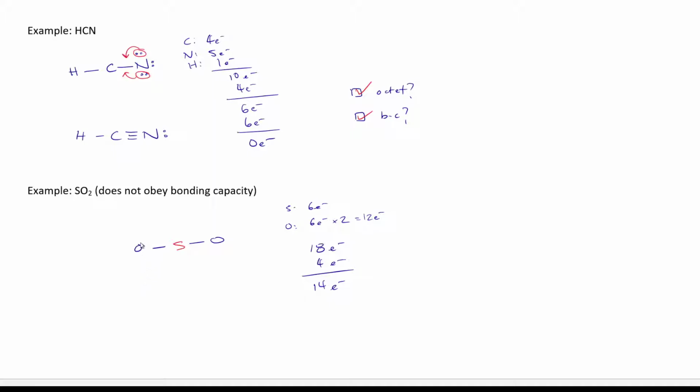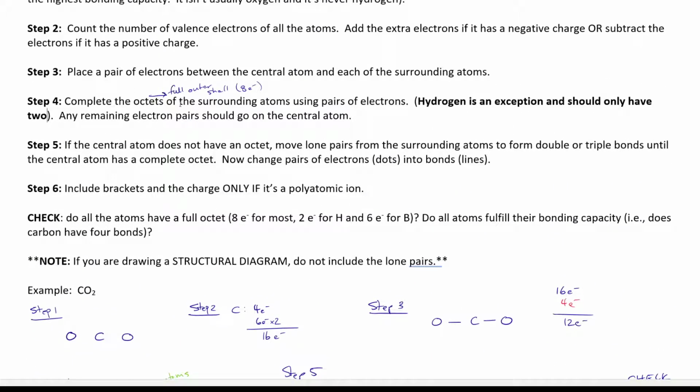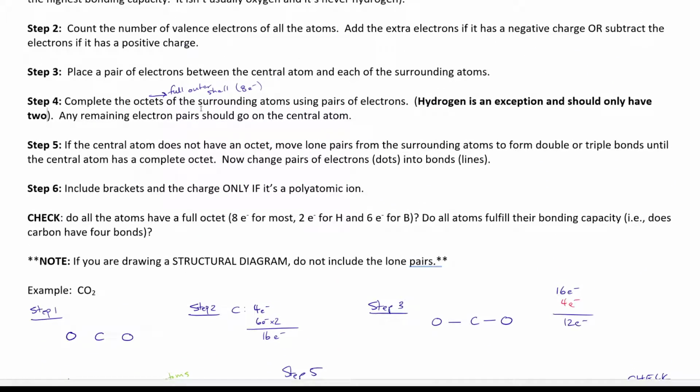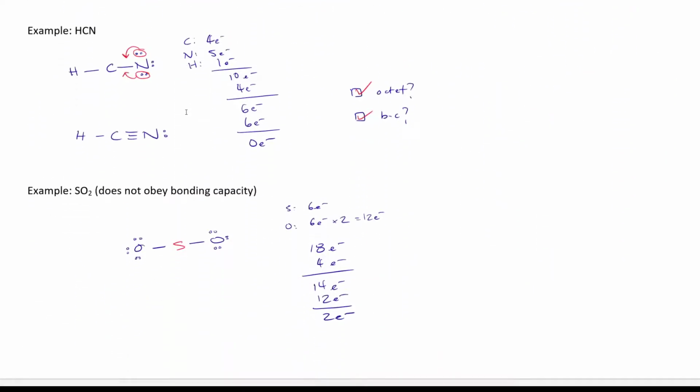When we have 14 electrons, we then go 2, 4, 6, 8, 10, 12, because remember, according to step 4, we have to complete the octets of the surrounding atoms. This, however, leaves us with a remainder of 2 electrons. So what do we do with the remaining electrons? Remaining electron pairs should go on the central atom. So I have 2 electrons left, and they're going to go right here. So those 2 electrons go right there, and we have 0 electrons.